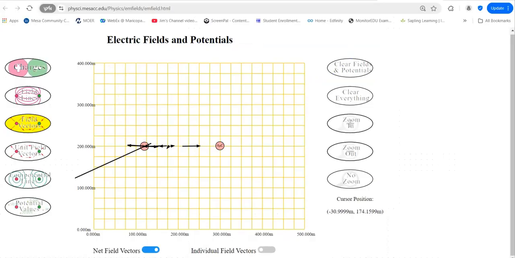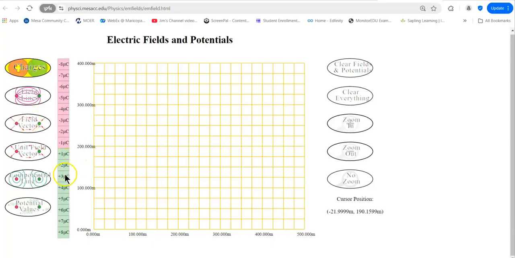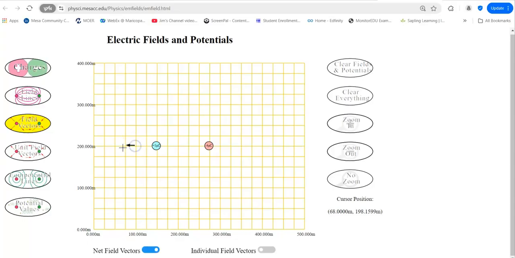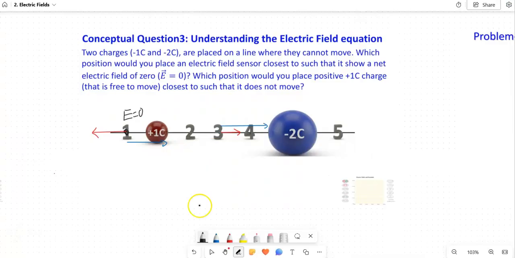Okay, and so let's refresh this, and you'll see that this is really at a far distance. So, and we'll put like a negative 4 coulomb charge right here. And so if we start playing with the field vectors at this point, yeah, so it's about 0 right in this range, right in here. So definitely closer to the positive 1 coulomb charge.